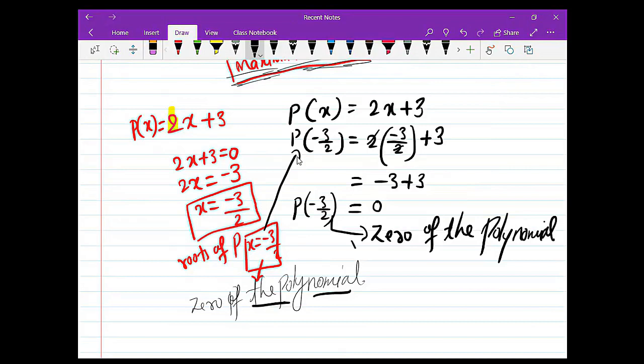And in the next class we will discuss the graphical representation.